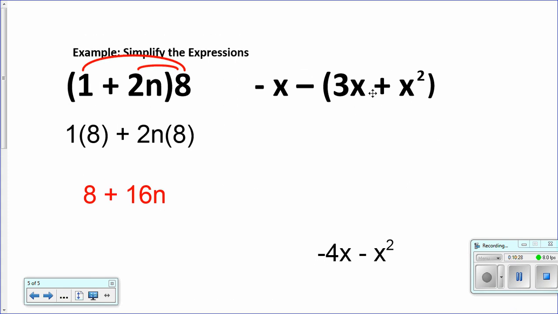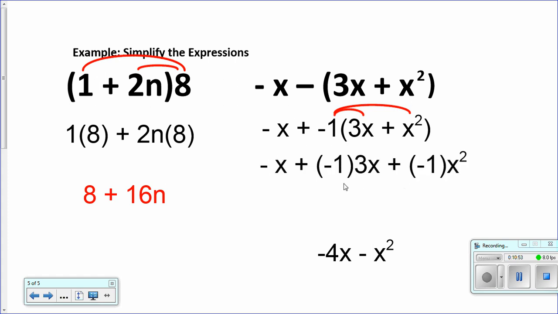Okay? Here, this minus sign is really a -1. It's that plus -1 here. So I have to distribute this -1. Okay? And this is what it looks like. So I have to distribute this -1 to both the x squared and the 3x. So this negative x is just hanging out in front. So I multiply it together. -1 times 3x is -3x. -1 times x squared is -x squared.